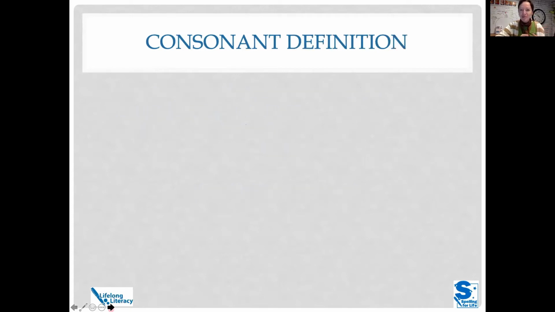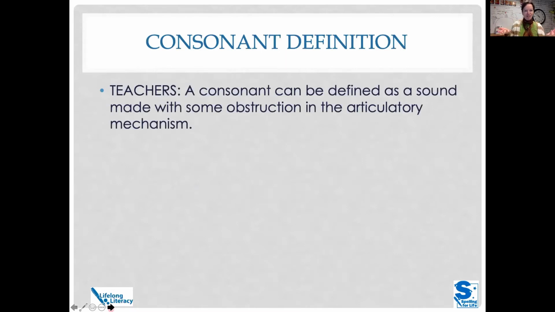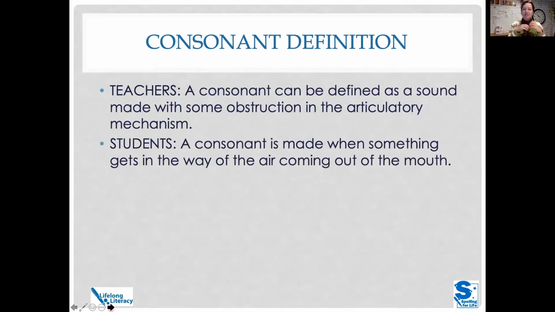So to further elaborate, there's a teacher definition here. For you guys, a consonant can be defined as a sound made with some obstruction in the articulatory mechanism. The way you say that to students after you've done this experiment is a consonant is made when something gets in the way of the air coming out of the mouth. That's what a consonant is, right? It's harder to make a consonant. You're engaging more of your articulators.